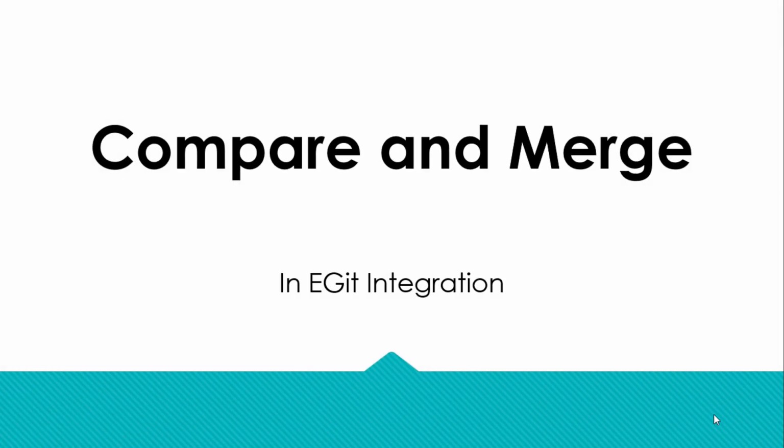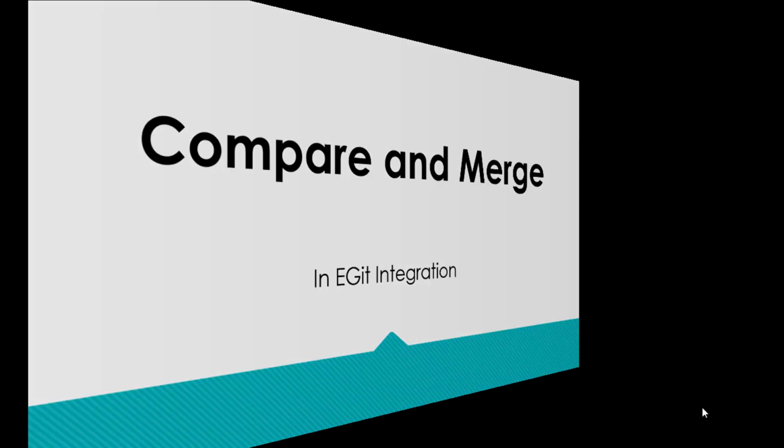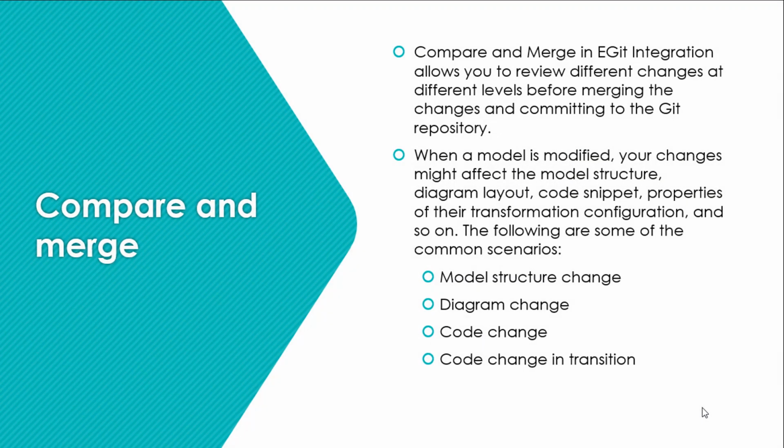In this video, we will look at different scenarios where we can use the compare and merge feature in eGit integration. When you create a new feature or modify an existing model, you typically make many changes that might affect the model structure, diagrams layout, code snippets, properties of model elements, etc.